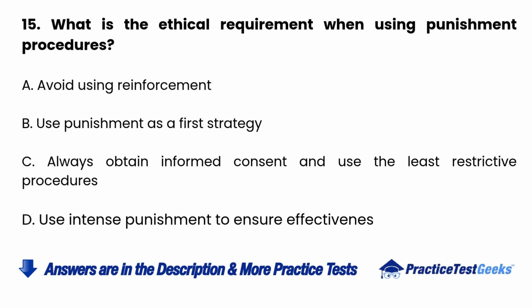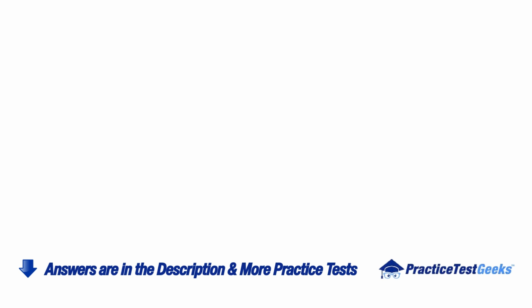15. What is the ethical requirement when using punishment procedures? A. Avoid using reinforcement. B. Use punishment as a first strategy. C. Always obtain informed consent and use the least restrictive procedures. D. Use intense punishment to ensure effectiveness.